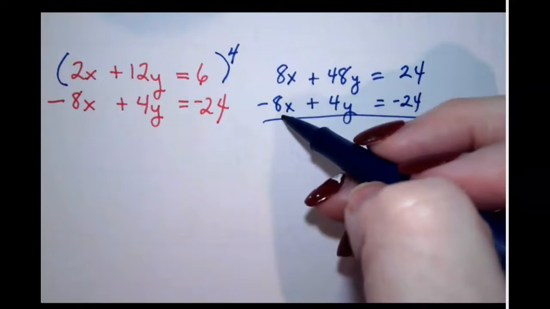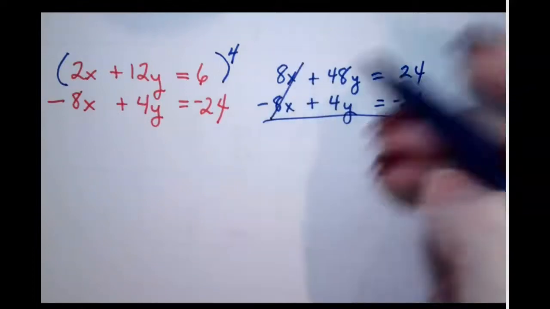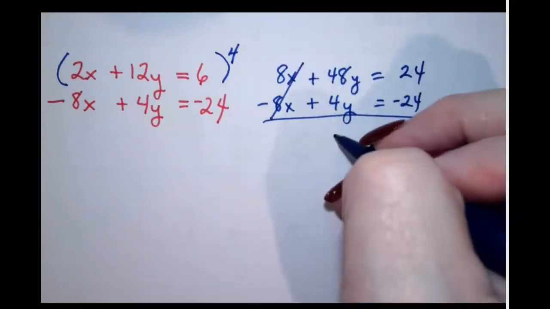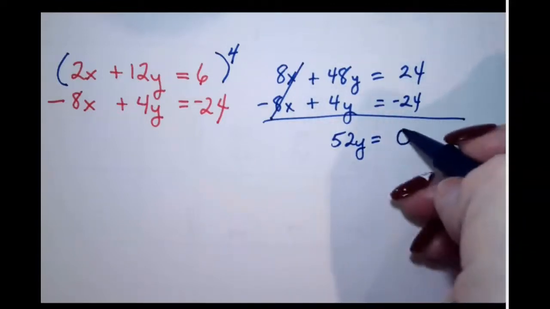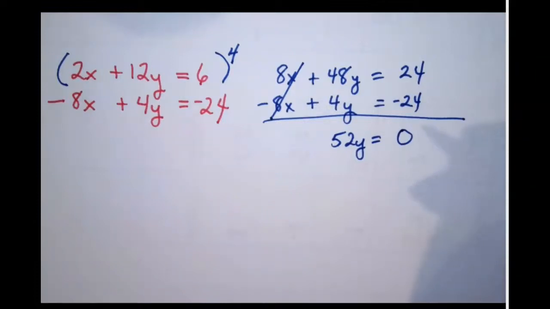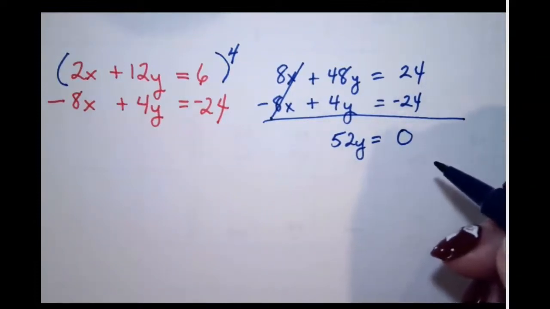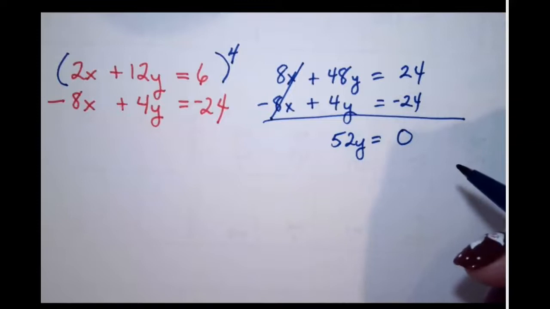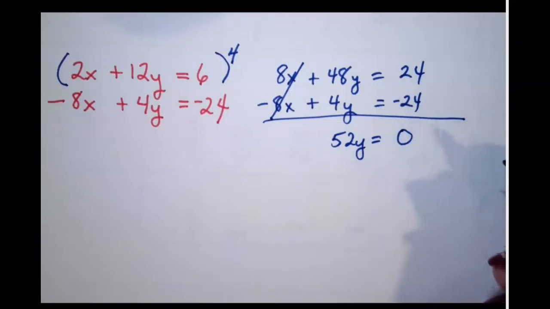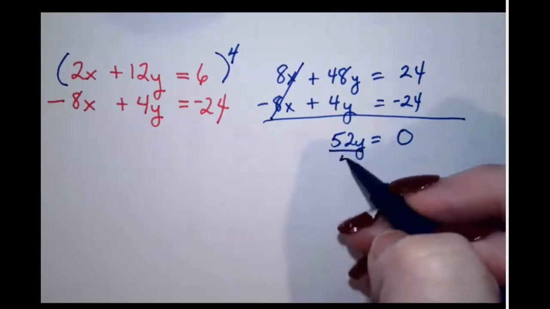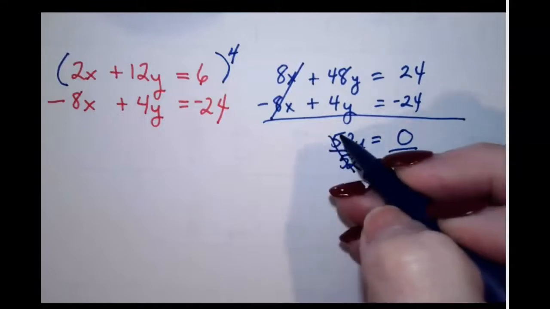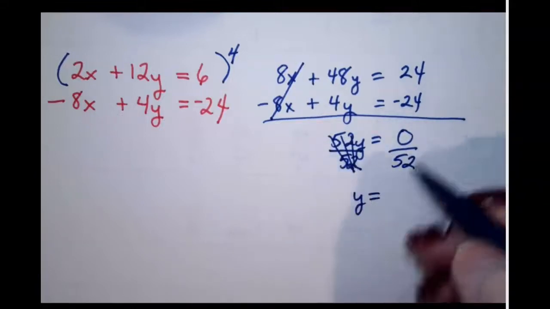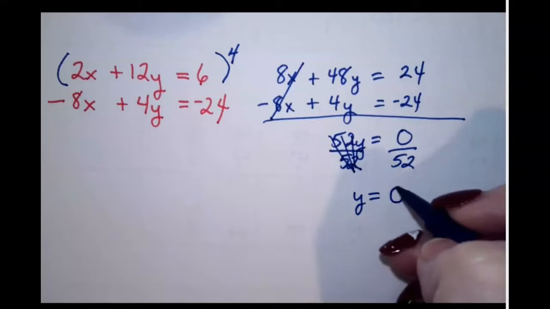Now a positive 8x and a negative 8x is 0. I add these two together. That's 52y equals. Now there's a 0. That's not a problem. We are not in that land where it's no or infinite solutions. We just have a normal everyday equation. Let's just finish it. The last step is to divide by 52. 52 cancels. Y equals, well, 0 divided by 52 is still 0.